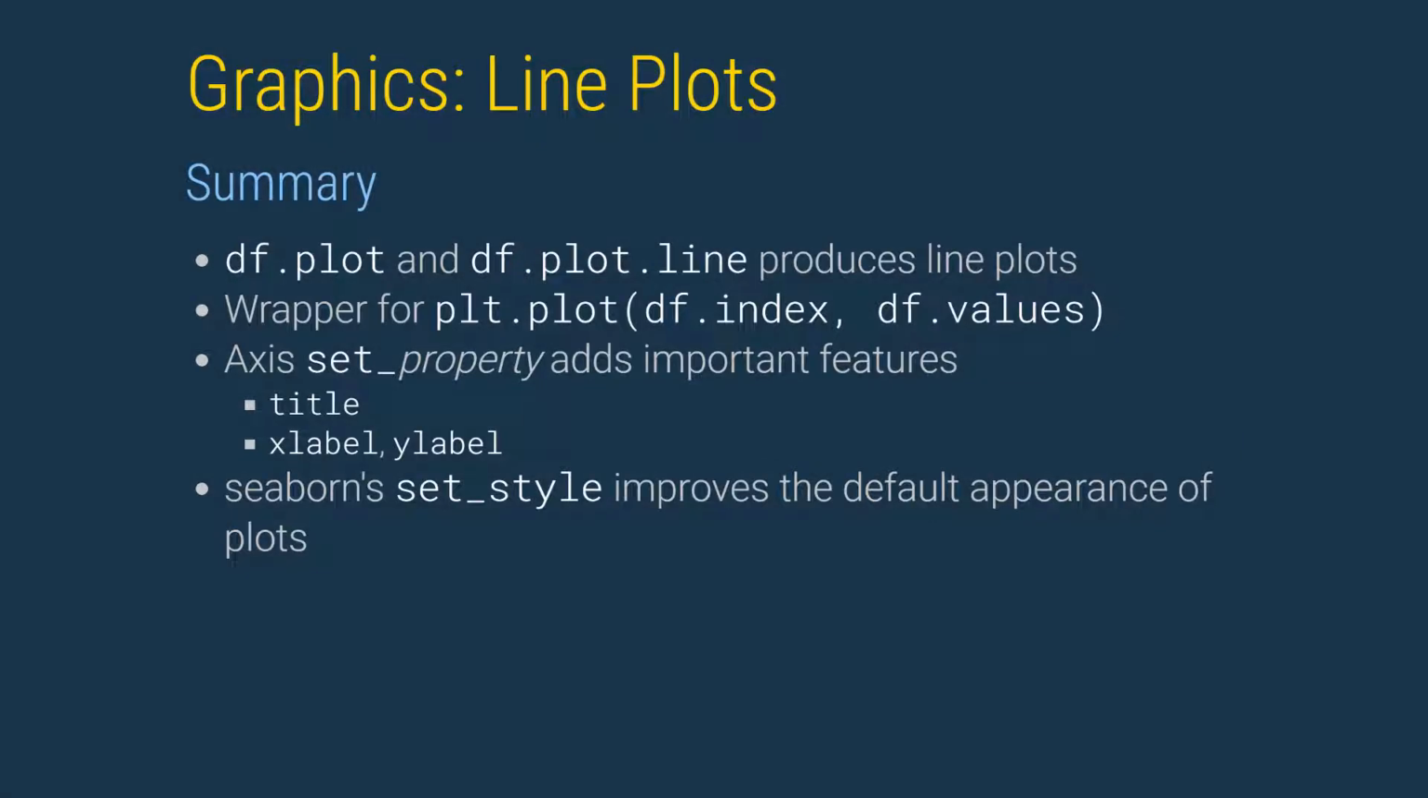df.plot or df.plot.line both produce line plots. These are both wrappers for plt.plot. Many properties can be changed using the set_property method of an axes instance. In this assignment, we saw examples of set_title, set X and Y labels, and setting xlim. Finally, Seaborn provides an improved default style that leads to clearer, better-looking visualizations.